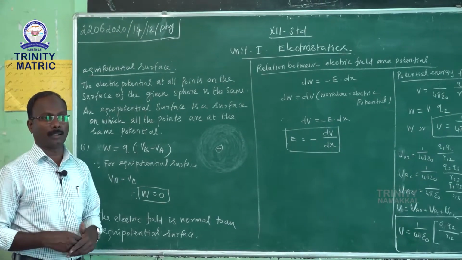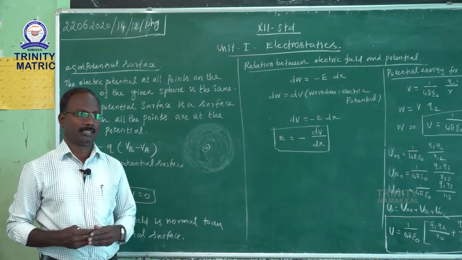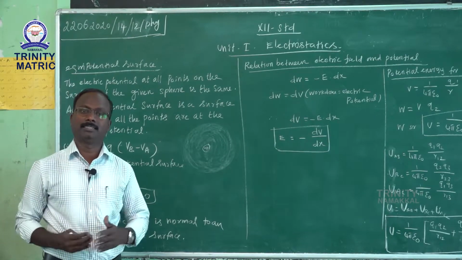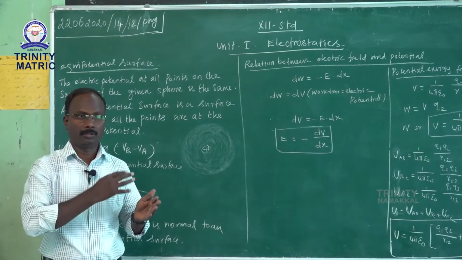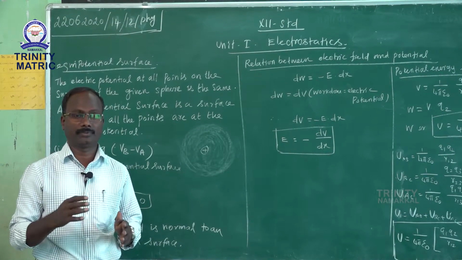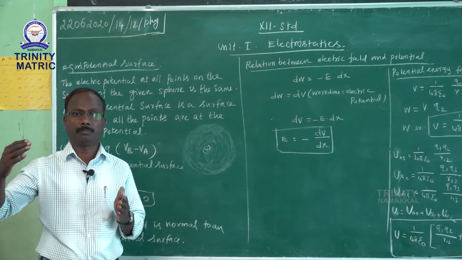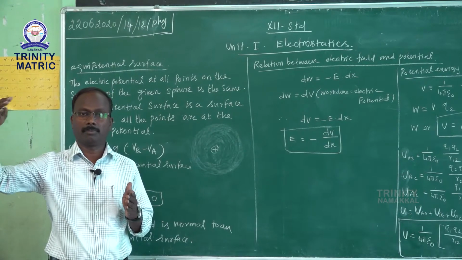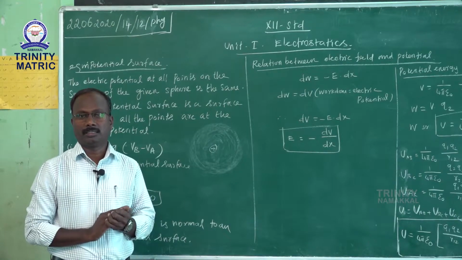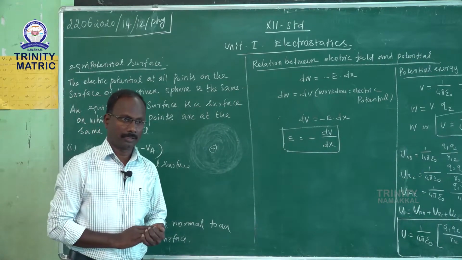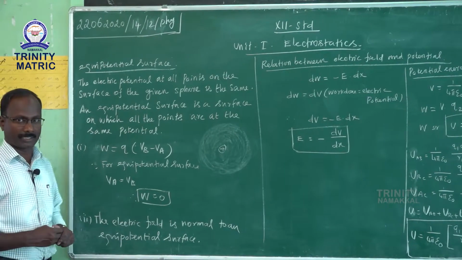We learned already about electric potential at a point charge. You know that electric potential is the amount of work done bringing a unit positive charge from one point to another point, the potential difference. The amount of work done bringing a unit charge from infinity to that point is the electric potential due to a point charge. Now you will see about the equipotential surface.